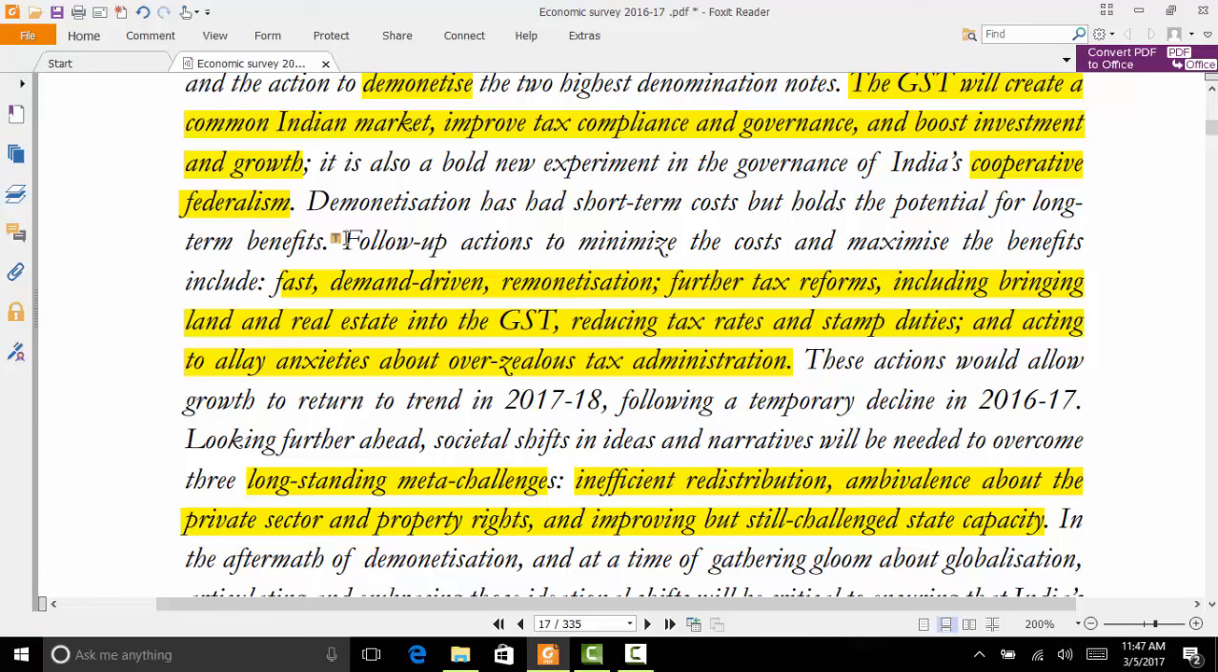Then it says more follow-up actions to minimize the cost and maximize the benefits. How can it be done further? Fast demand-driven remonetization, because after demonetization there was a shortfall in currency notes, so we need to remonetize faster. And now we are seeing the remonetization process going faster, and things coming to normalcy to some extent. Further tax reforms: bringing land and real estate into GST, reducing tax rates and stamp duties. You have seen tax rates have been reduced from 10% to 5% at the lower income level, and acting to allay anxieties about overzealous tax administration.